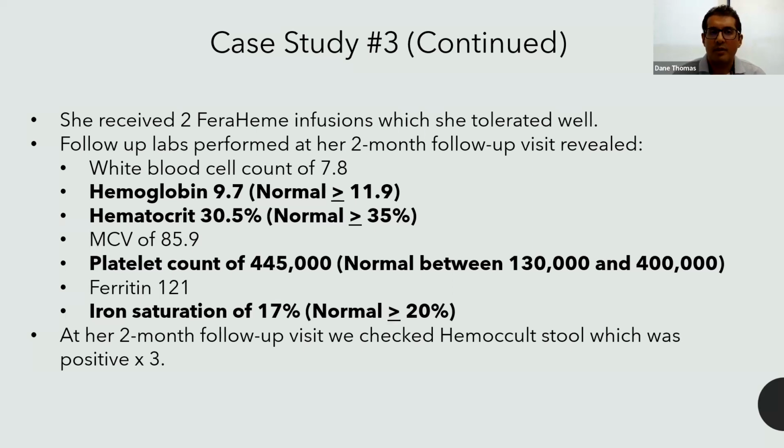We performed follow-up labs at her 2-month follow-up visit with us, which revealed improved hemoglobin and hematocrit levels, but they remained low at 9.7 and 30.5 respectively. Her platelet count went down to 445,000, but it was still elevated. And as you can see, the ferritin significantly improved to 121, and her iron saturation did improve, but it was still suboptimal at 17%. Also, at her 2-month follow-up visit, we checked a hemoccult stool, which unfortunately was positive ×3.